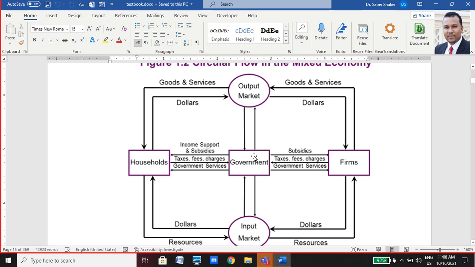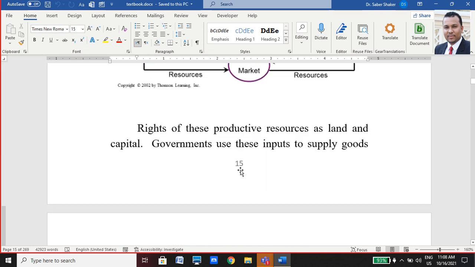What about sector number 3, the government? The government makes a relationship between the two sectors. For the firms, it may provide subsidies, and at the same time collect taxes and provide government services. For households, the government provides income support, subsidies, social protection and so on. At the same time, it collects taxes. So in this case the government provides government services.